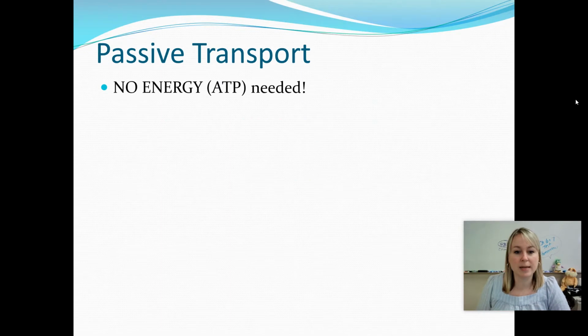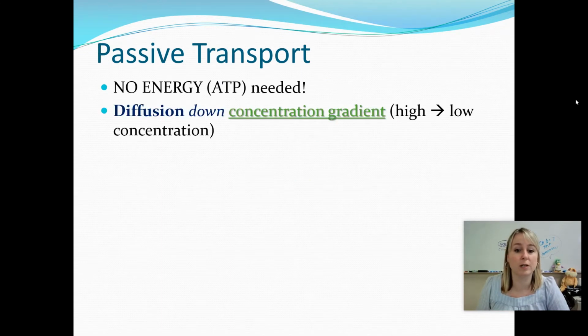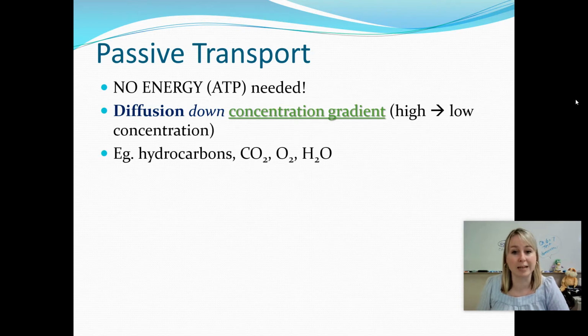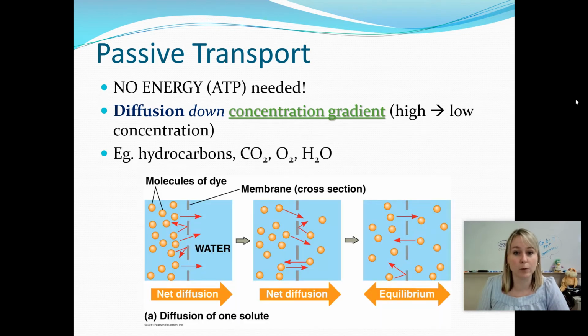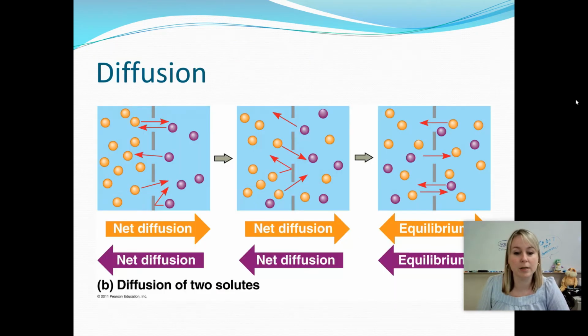So we talked about passive transport as basically moving from high to low with a concentration gradient. There is no energy required in order to do this. Molecules will naturally move that way. Small molecules and nonpolar ones will be able to diffuse through the membrane easily. So this is a couple pictures from your book illustrating that concept.